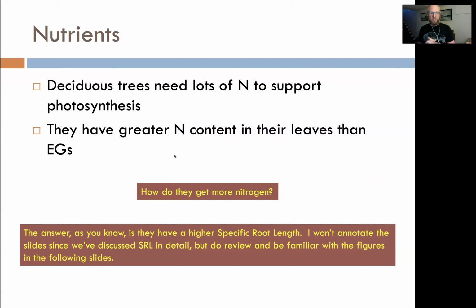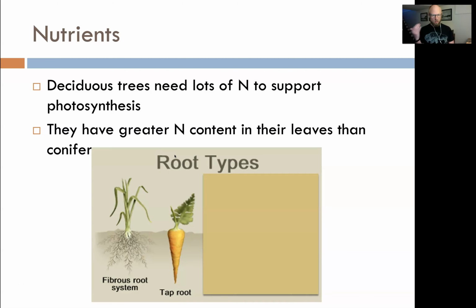So deciduous trees need lots of nitrogen. They have more nitrogen in their leaves. That means they can attain higher photosynthetic rates. We've talked about specific root length a little bit. So just to revisit that, remember that plants with a very fibrous root system, like this picture on the left, with a smaller investment of carbon, can explore more of the soil. And that's how plants can maximize their ability to take up nitrogen, by exploring as much soil as possible. Whereas this taproot has a lot of carbon investment, but a relatively small surface area of roots.